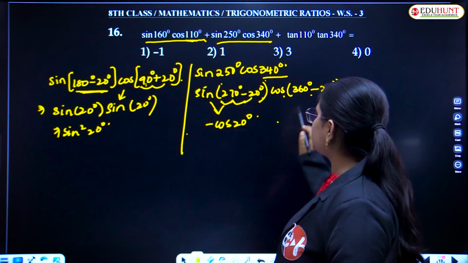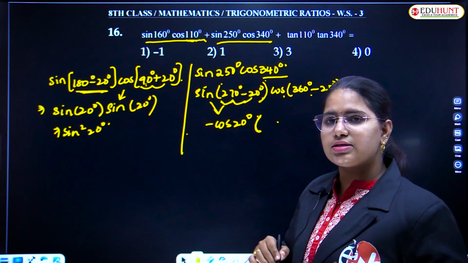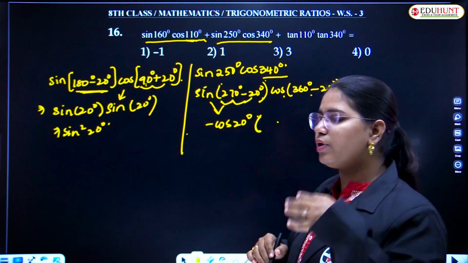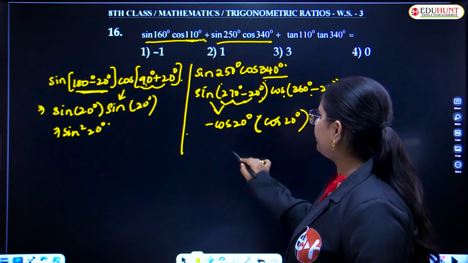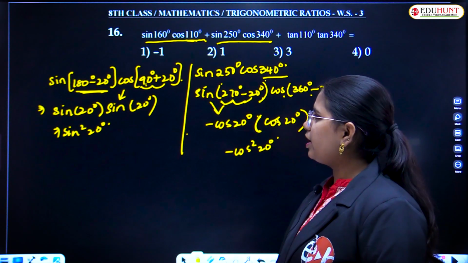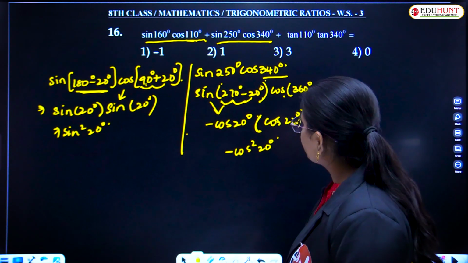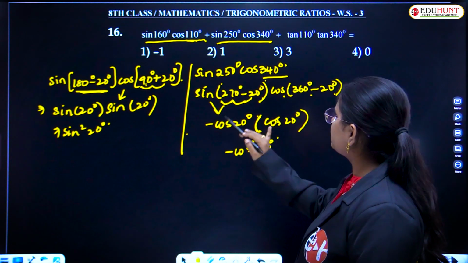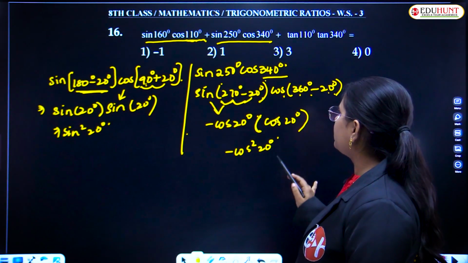Similarly, cos(360 minus theta). What is cos(360 minus theta)? 360 minus theta is lying in the fourth quadrant. So cos will remain cos only, cos 20 degree, which is minus cos square 20 degree. Okay, minus cos square 20 degree. Next. Anything you have left over? Just get back to this once again. Is everything fine? 360 minus theta, which is this.